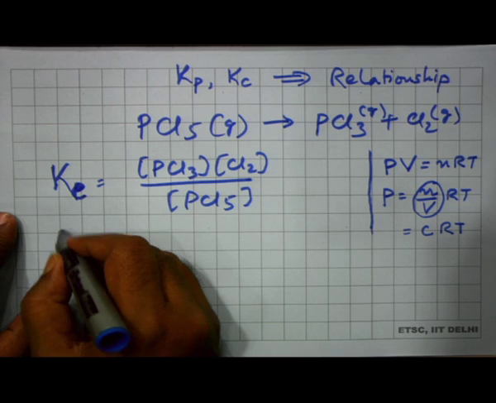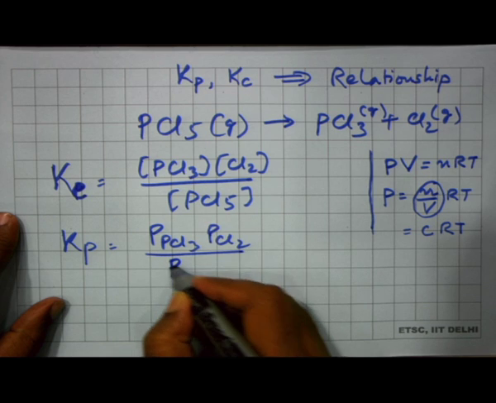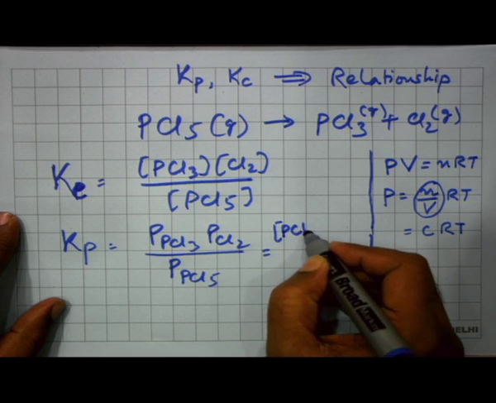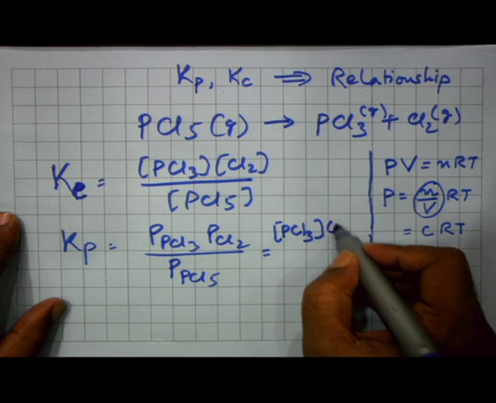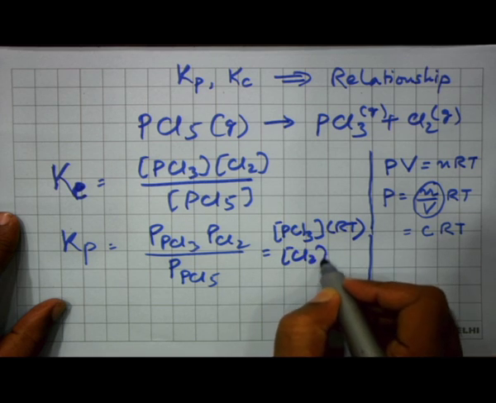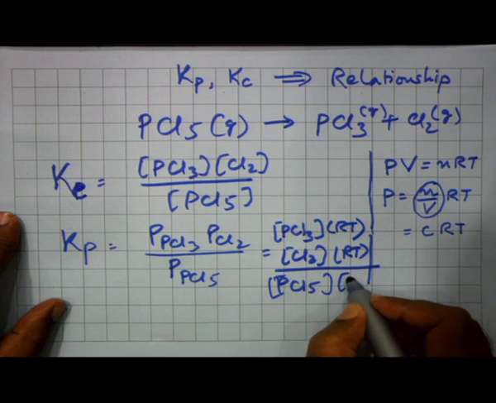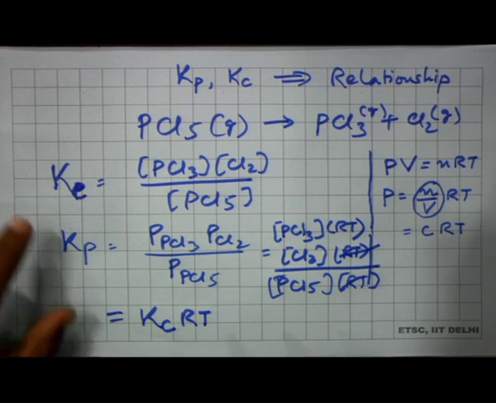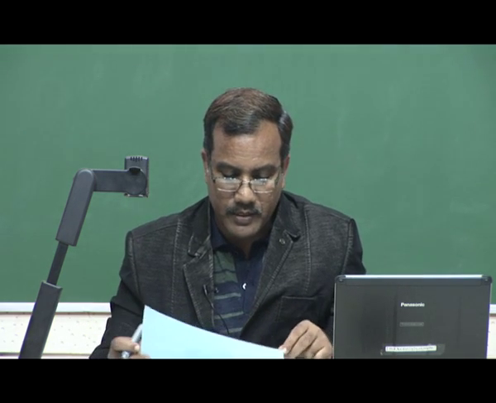Okay. So, suppose I take Kp, which is P of PCl3 into P of Cl2 divided by P of PCl5. I can write this simply using P equal to concentration times RT: concentration of PCl3 multiplied by RT, concentration of Cl2 multiplied by RT, divided by concentration of PCl5 multiplied by RT. One RT cancels out. So, we can simply write that Kp is Kc into RT power 1. So, this is the way we can calculate the relationship between Kp and Kc.